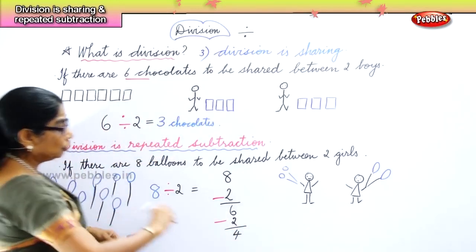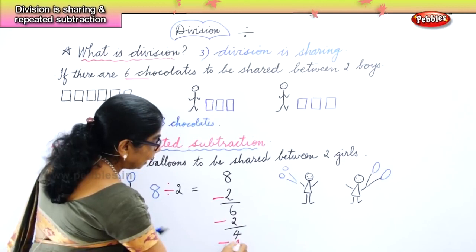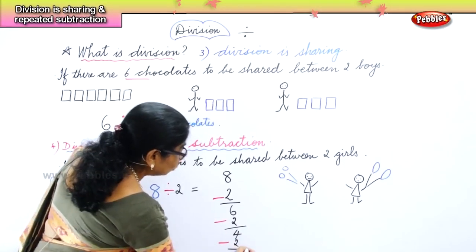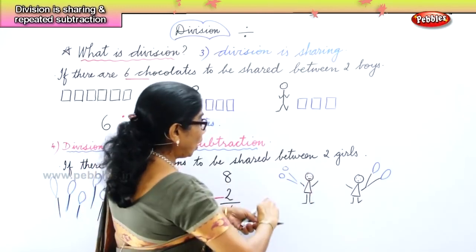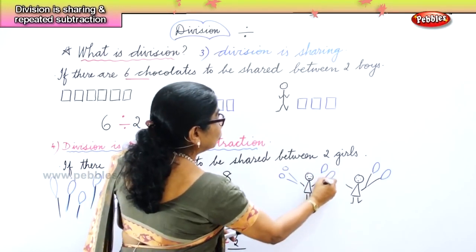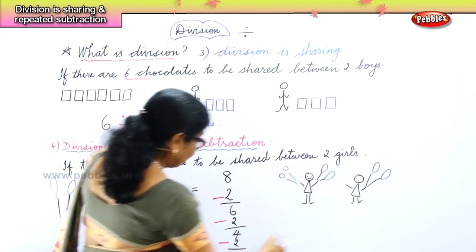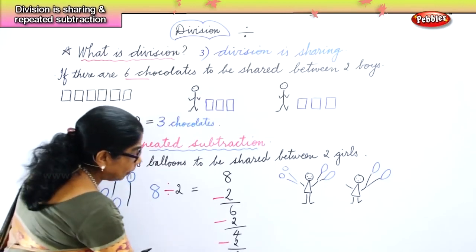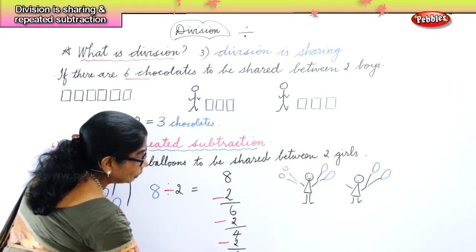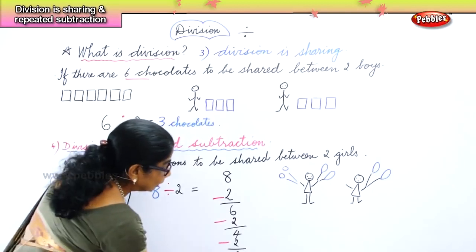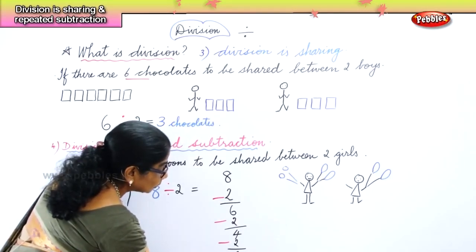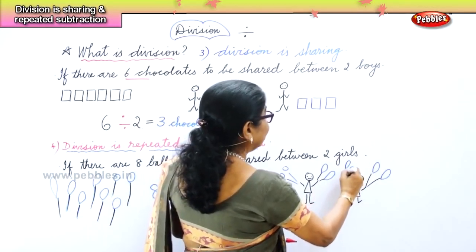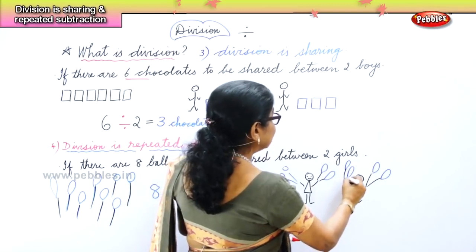Now we are going to minus 2. Take away 2 balloons and we are going to give it to this girl. 1 and 2. So she gets 2 balloons. And what are the remaining? 2. Now that balloon we're going to minus and give it to the next girl and then we get 0. Alright? So she gets another 2 balloons. 1 and 2.